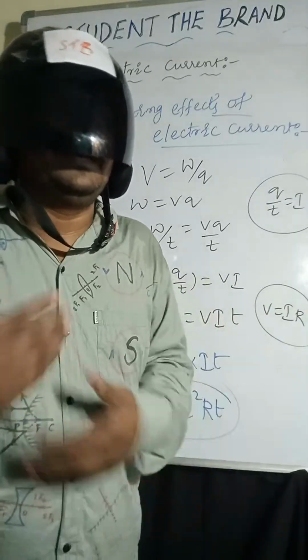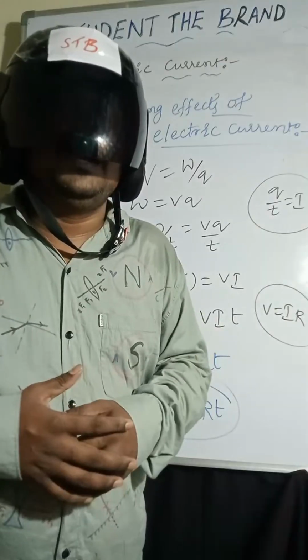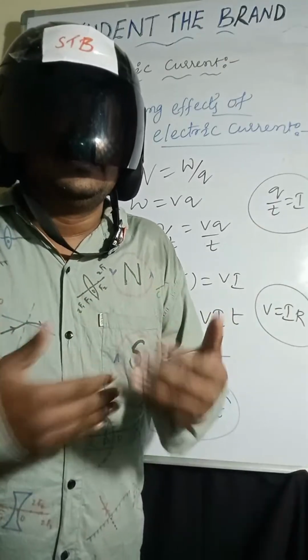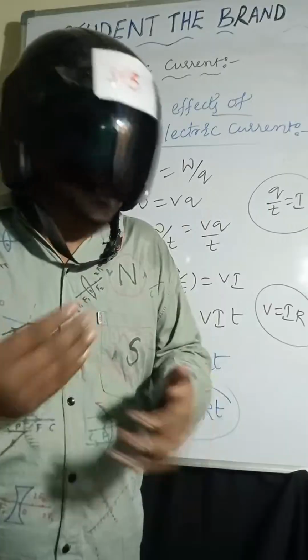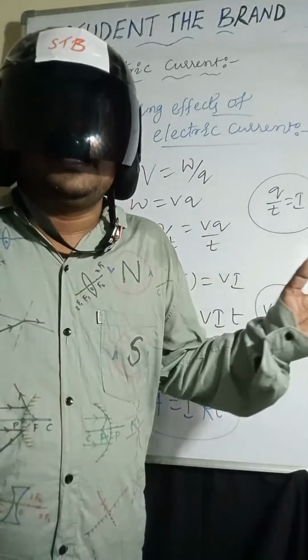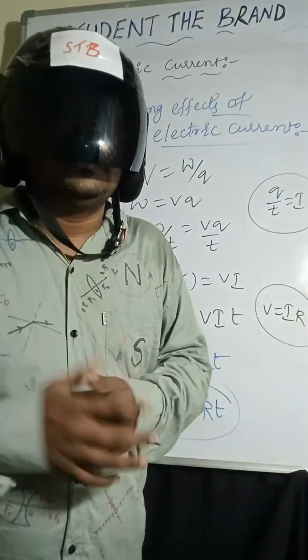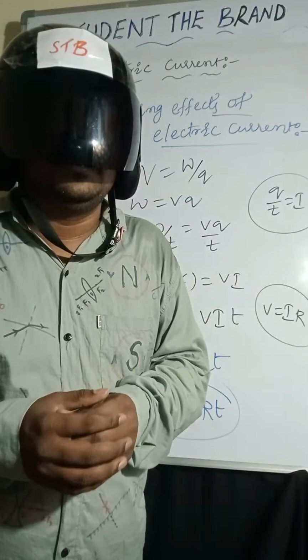The source of energy continuously getting dissipated entirely in the form of heat is called the heating effect of electric current. The heating effect of electric current is also known as Joule's law of heating, right?